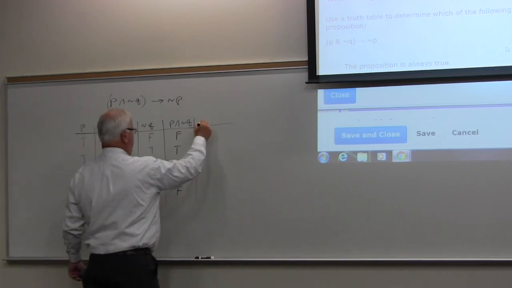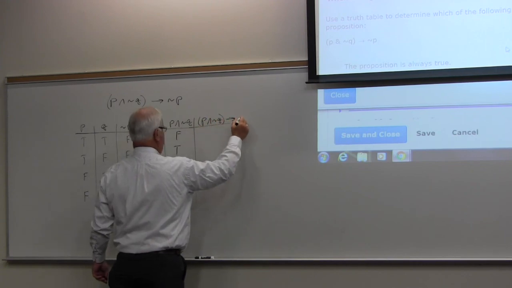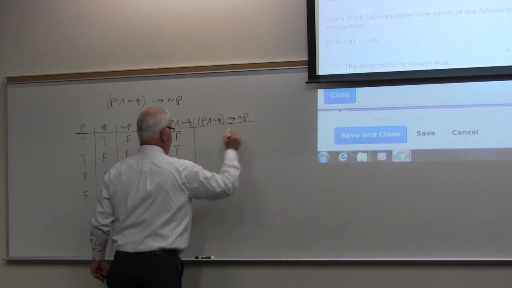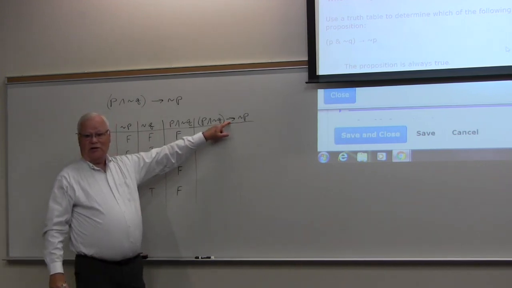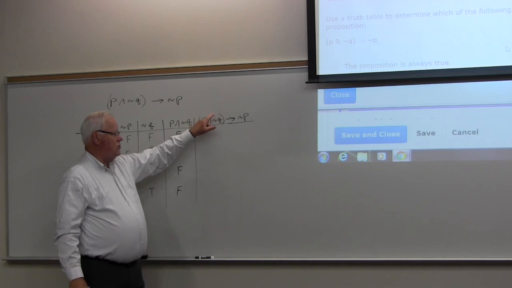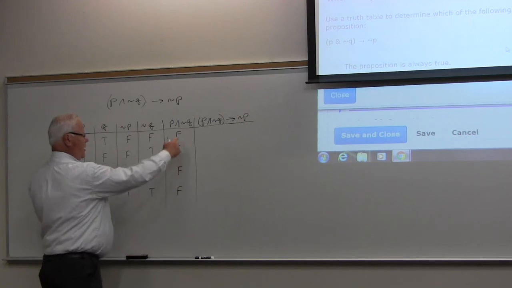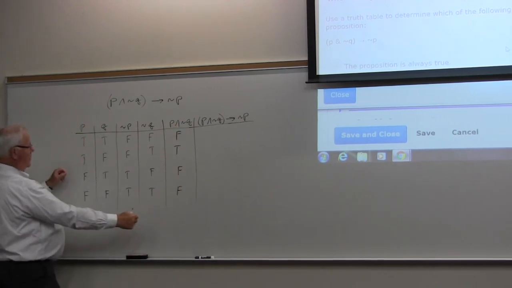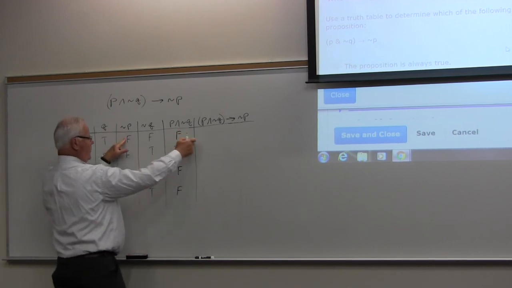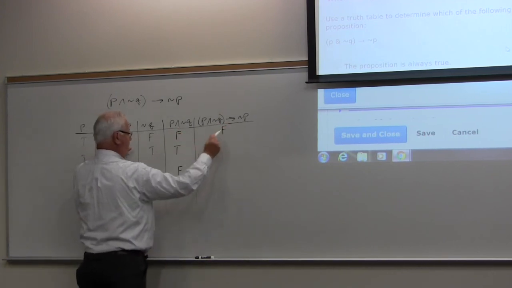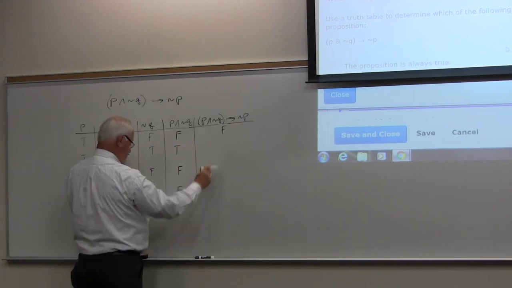Then I can look at P and not Q implies not P. Okay. Now I know that an implication is only true when the first part's true and the second part is false. And now I'm looking at this column and the not P column, this one. So I have false implies false, that's false. I have a true implies false. That is the case. I'm sorry.